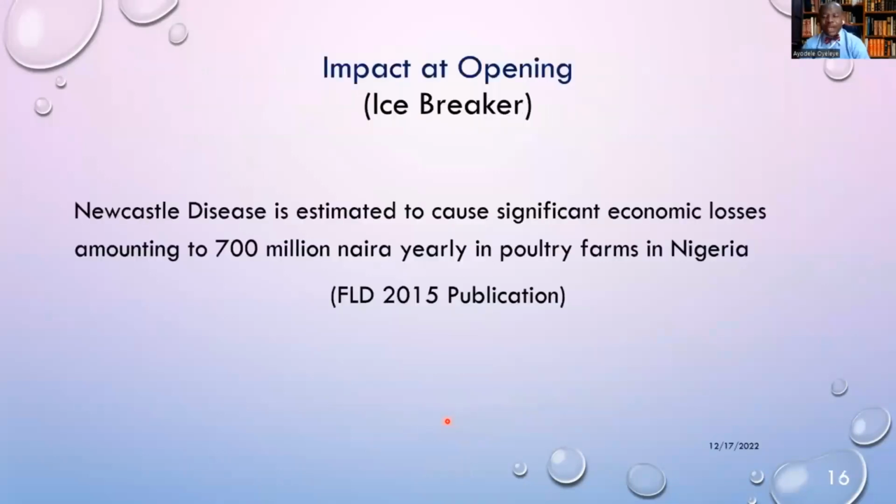Now, this is the concept of the icebreaker I was saying at the beginning, the impact at opening. After your title slide, you should have the impact at opening, the icebreaker slide. The Newcastle disease is estimated to cause significant economic losses amounting to 700 million naira yearly in poultry farms in Nigeria. That is an icebreaker, something that can get the audience attentive. Maybe in journalism, they call it sensationalism, something very triggering, something that will capture the attention of the audience right from the beginning of your presentation.